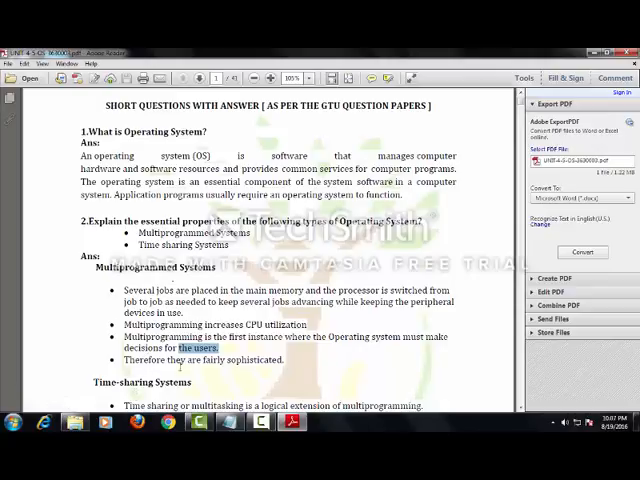Therefore they are fairly sophisticated, very complex. A multi-programming system means the user is performing more than one job, more than one program at the same time. Maybe it is a multi-user environment, so many users are performing their own tasks in different ways. So this kind of system is very sophisticated, very complex. Multi-programming operating systems are not very simple, but really very sophisticated systems.